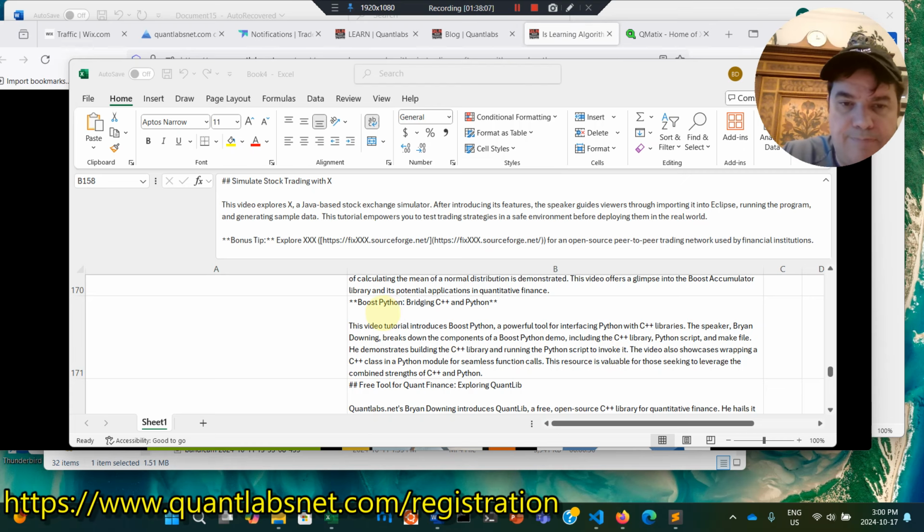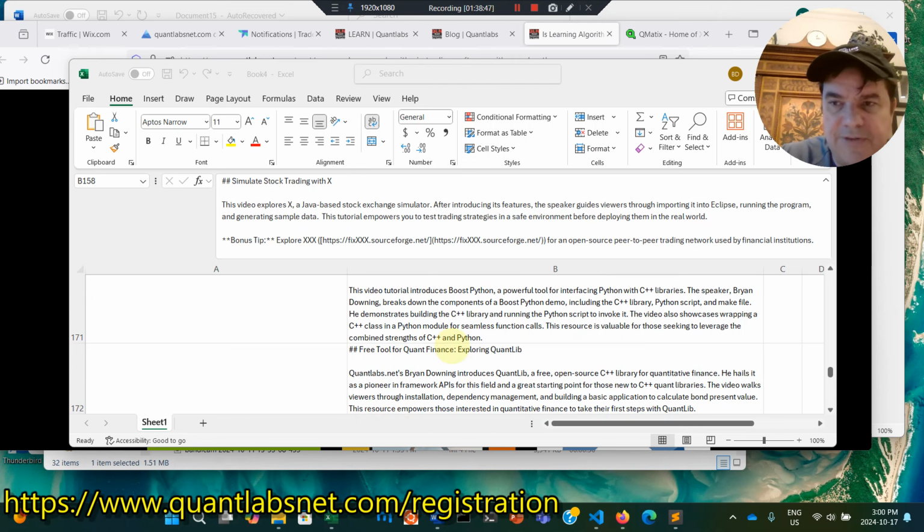So then there's Boost Python, basically bridging C++ to Python. Boost Python is a powerful tool for interfacing Python with C++ libraries. Breaking down the components of a Boost Python demo, including the C++ library, Python script, and makefile. It demonstrates building the C++ library and running Python scripts to invoke it. The video also showcases wrapping a C++ class in a Python module with a seamless function call. Valuable for those seeking to leverage the combined strengths of C++ and Python.